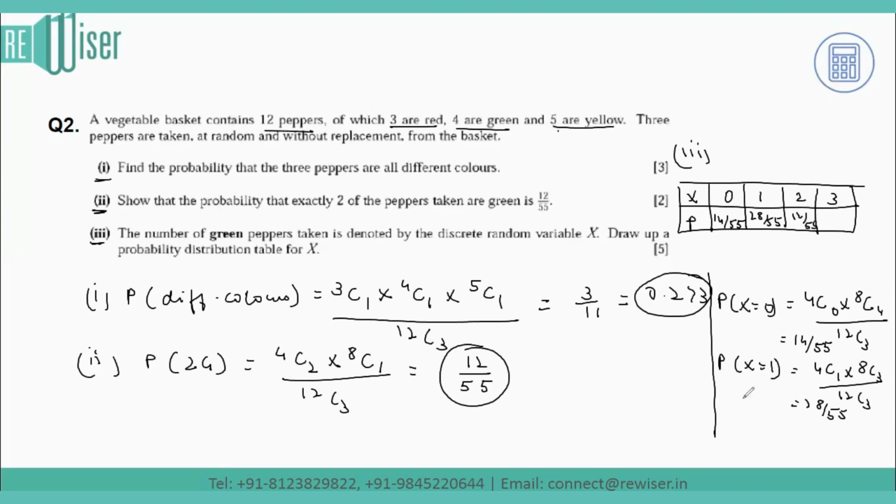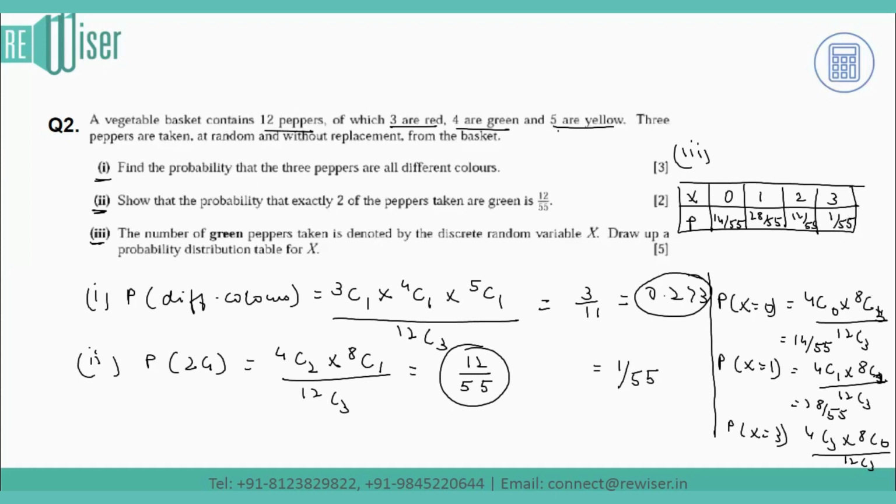Now all 3 green. That literally means we have to select three of them. So for all 3, it can be 4C3 into 8C0 divided by 12C3. So we are selecting 3 out here, which is equal to 1 by 55. So the value will be 1 by 55.